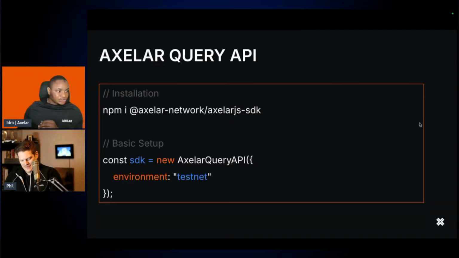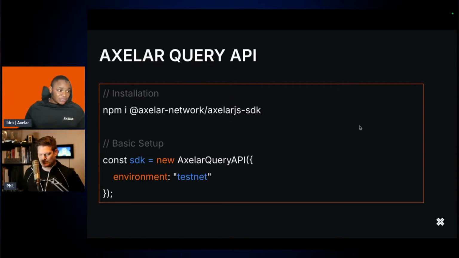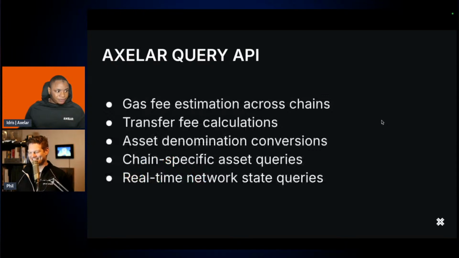So all you just need to do is to install the Axelar JS SDK, and then you initialize the Axelar query API here, which you can also specify the environment. So in this code sample, I'm specifying testnet because I just want you guys to see it, but it's not limited to testnet. You can also specify mainnet here to get the query.